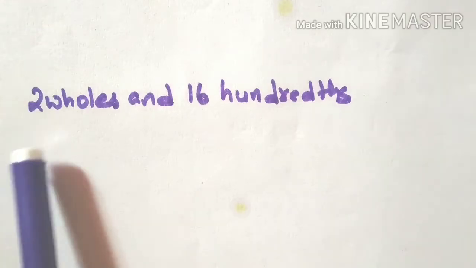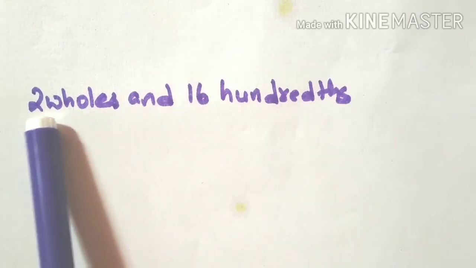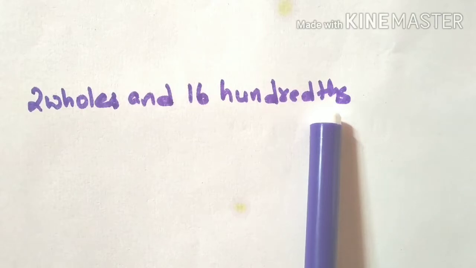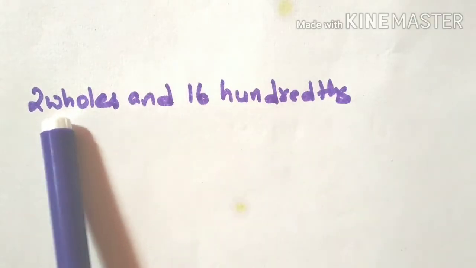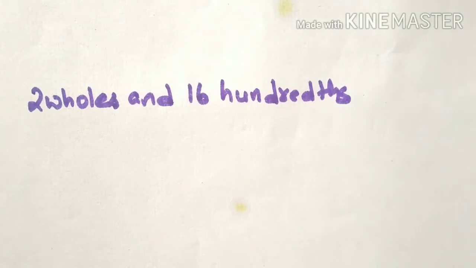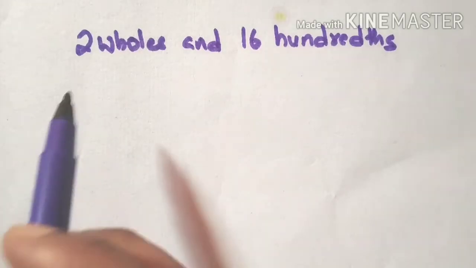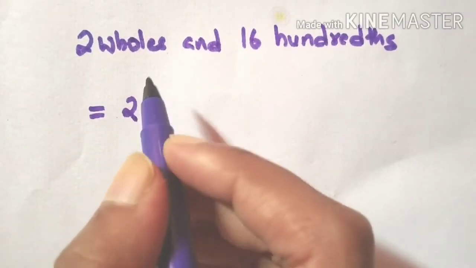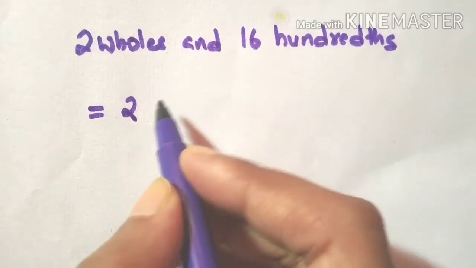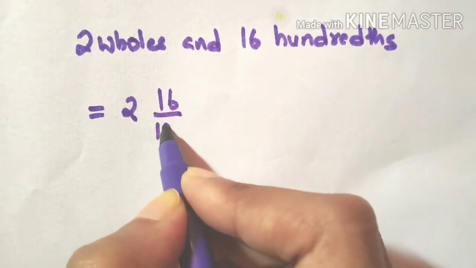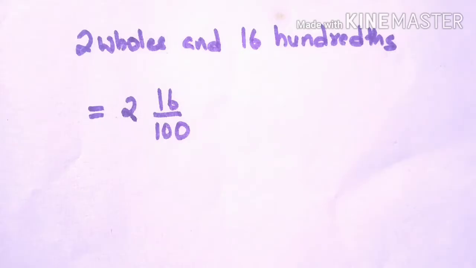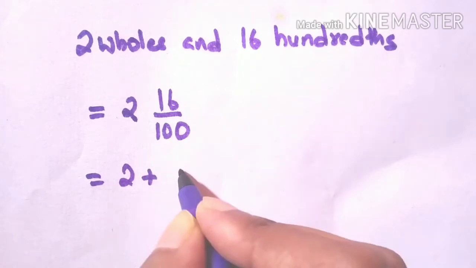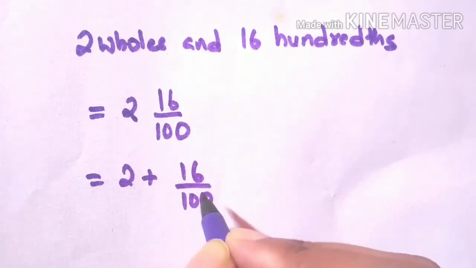Now students, look at this question. Suppose we want to change this into decimal. Then what we will do is, first we will change this into a mixed number. Now if you want to write this in the form of a mixed number, we can write as 2 wholes, and 16 hundredths can be written as 16 by 100. Now students, we know that 216 upon 100 can be written as 2 plus 16 by 100.